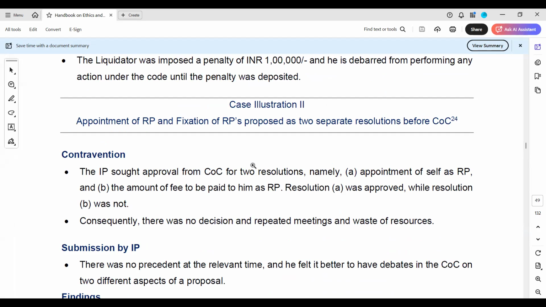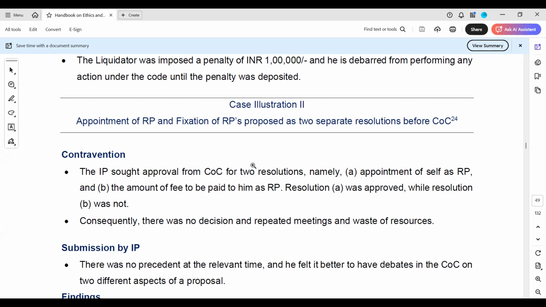Appointment of RP and fixation of RP is proposed as two separate resolutions before COC. इसने क्या किया? इसने दो रेजोल्यूशन बना दिए. क्या? एक तो अपॉइंटमेंट ऑफ आरपी और फिक्सेशन ऑफ आरपीज फीस. भाई एक ही रेजोल्यूशन बनाना चाहिए था इसको. समझ रहे हो आप? अब सीओसी ने क्या किया? एक रेजोल्यूशन अप्रूव कर दिया, एक दूसरा अप्रूव नहीं किया.